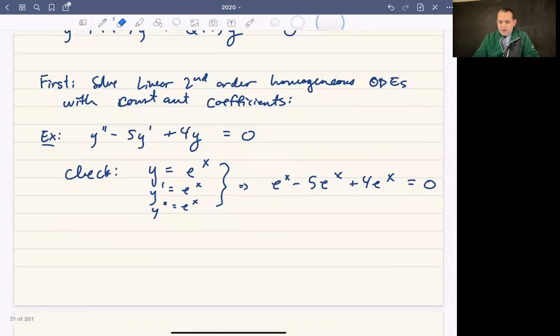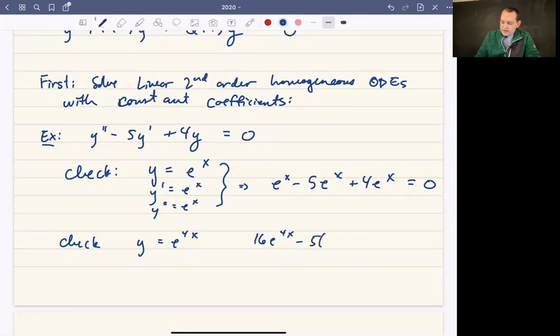It turns out if you wanted to find the other solution, you can check that y equals e to the 4x is also a solution, because the second derivative will be 16e to the 4x minus 5 times the first derivative, which would be 4e to the 4x, and then plus 4 times y itself, 4e to the 4x. And you can check that that'll also be 0 because you get 16 minus 20 plus 4. So you get 0 e to the 4x, which is 0. And it turns out that those are the only solutions in a certain sense. But actually, there's infinitely many solutions in another sense.